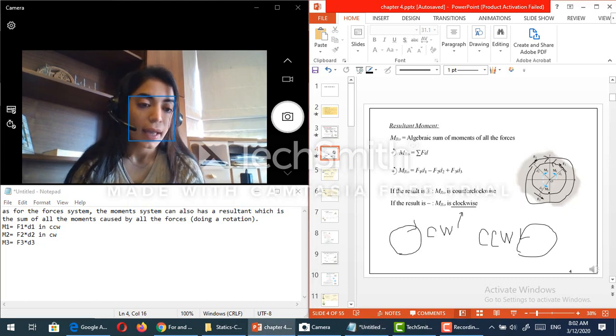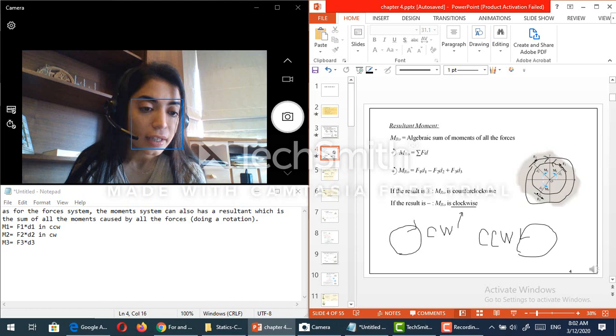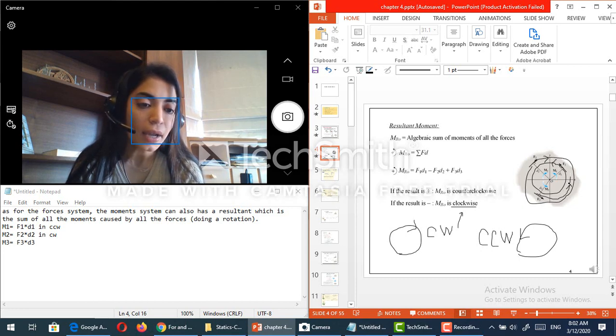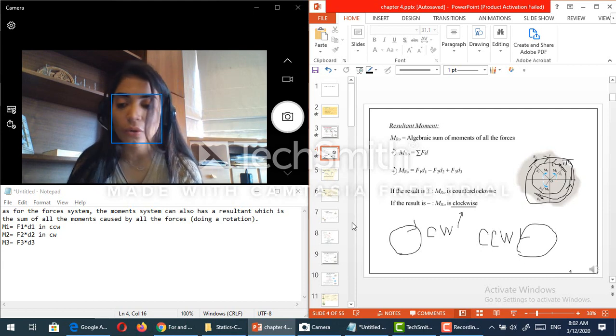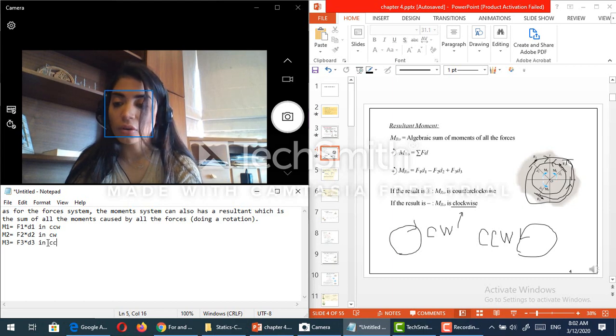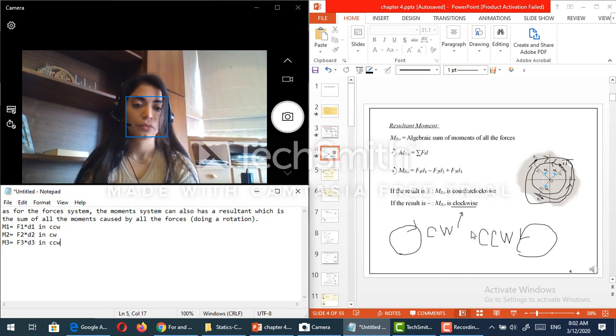Now, F3 is doing a rotation in what? If I continue the circle, I will have the same direction as what? As the first moment, which is the counterclockwise direction. So it is in counterclockwise direction.